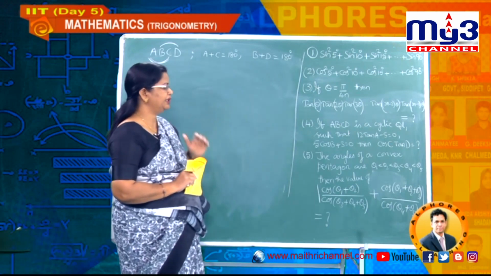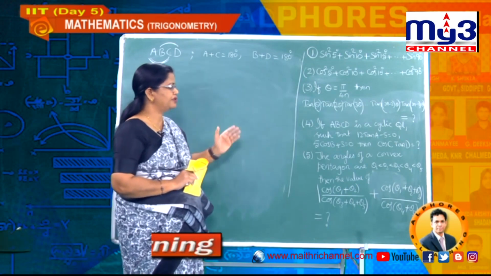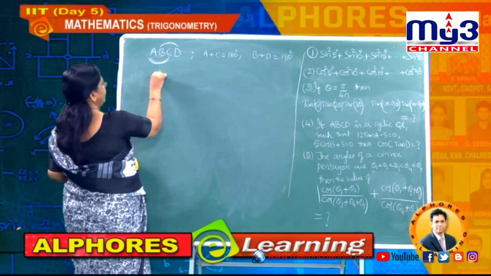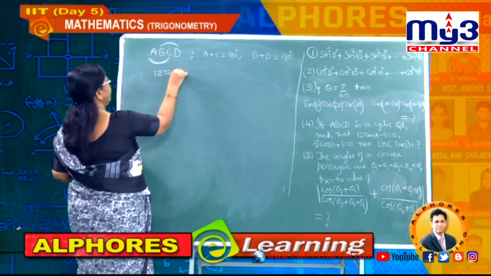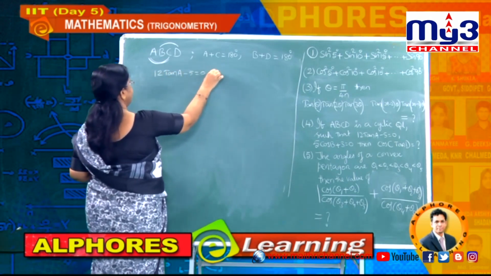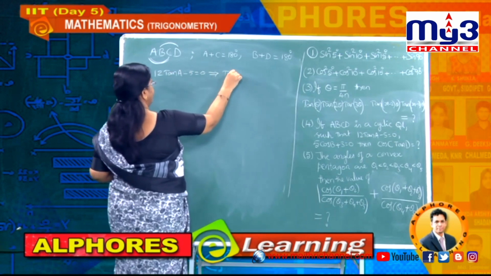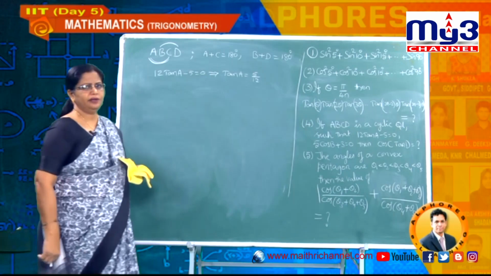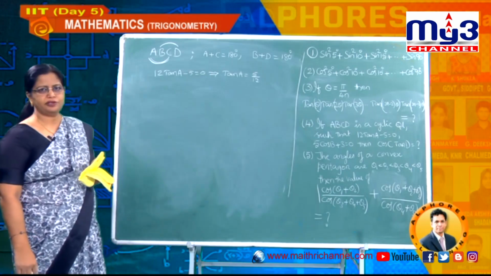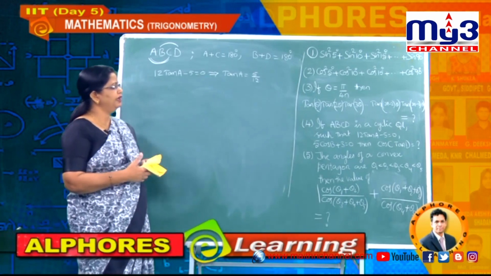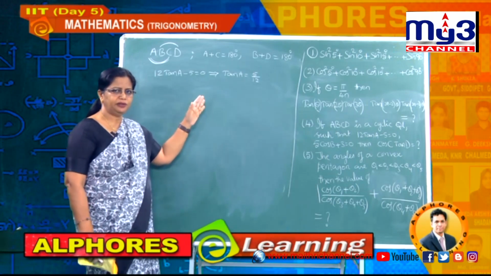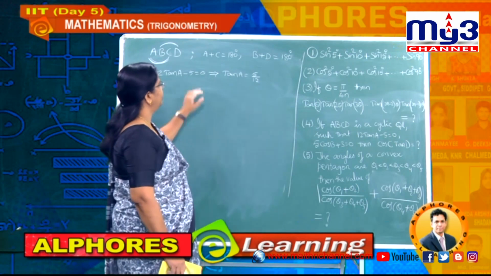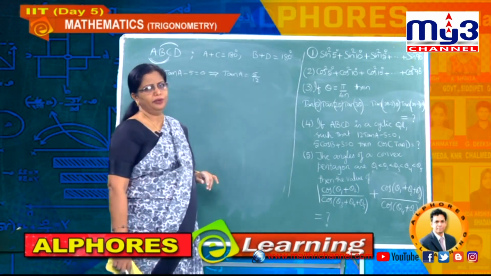Now, the first result you observe, they gave 12 tan A minus 5 equal to 0. That implies what is the tan A value? 5 divided by 12, right? So tan A is 5 by 12. Which type of value is it, positive or negative? Clearly positive. Okay, so a positive value you got, and A plus C equals 180.